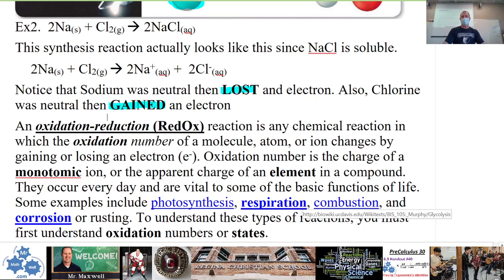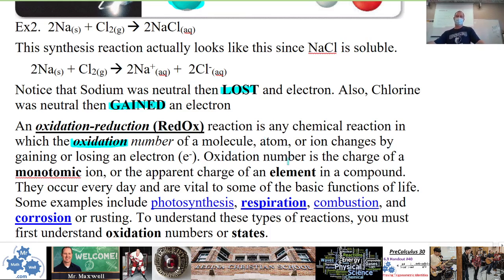So what else can we say about oxidation and reduction reactions in general? A redox reaction is any chemical reaction in which the oxidation number of a molecule, atom, or ion changes by gaining or losing an electron. So we're going to talk today mostly about oxidation numbers. And this is basically the accounting system that tells us how many electrons we have in an atom at the beginning and at the end of a reaction.